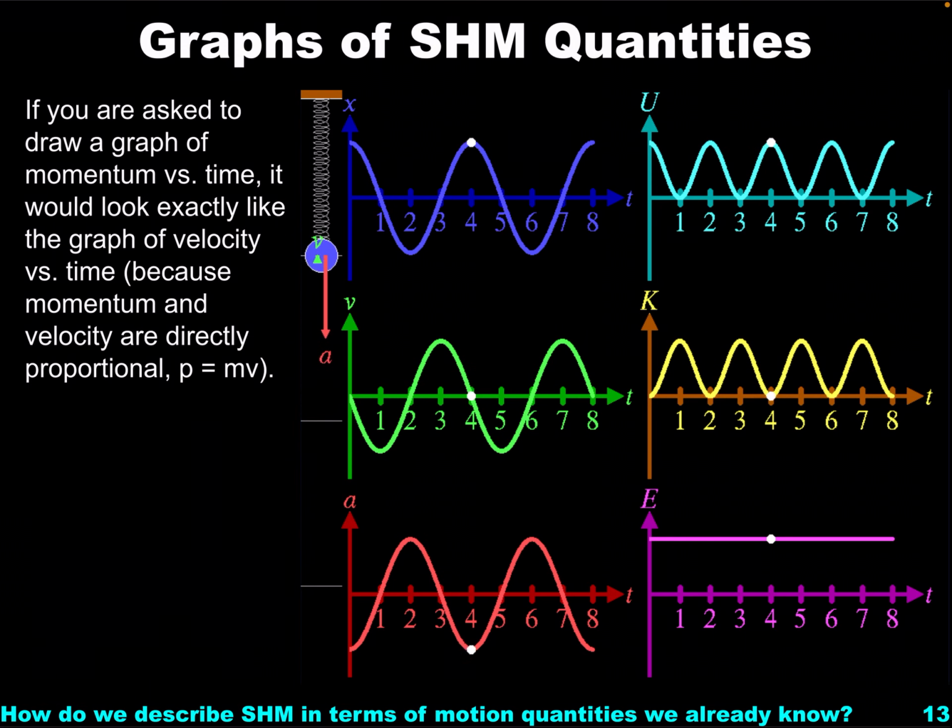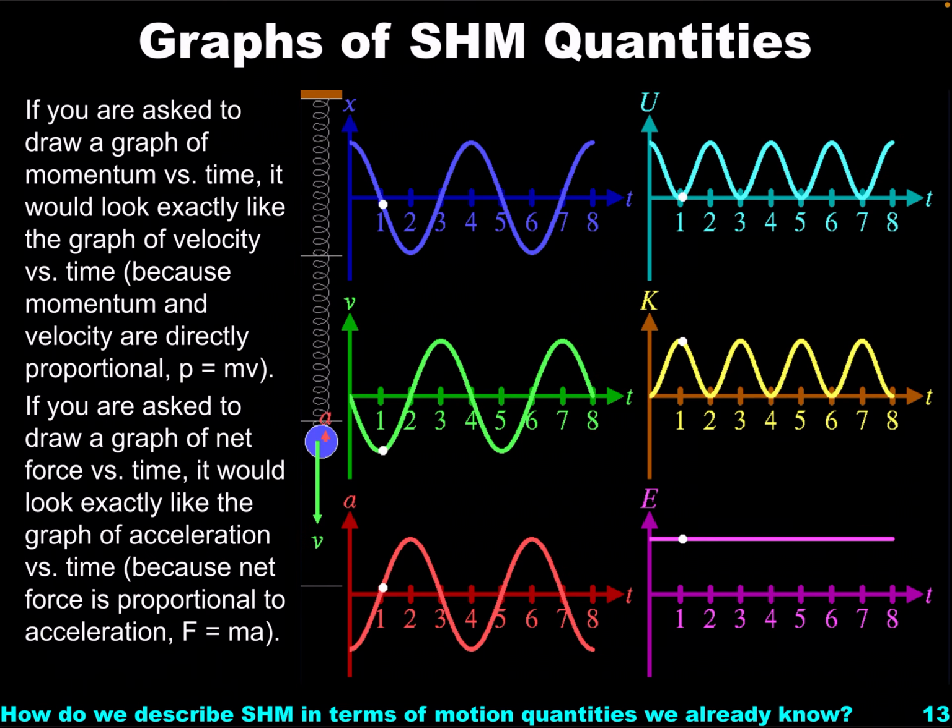Now, if you're asked to draw momentum versus time, it'll look exactly like velocity versus time because momentum is mass times velocity. The amplitude will be a little larger because you're multiplying the mass times the velocity, but the shape of the graph will be the same. If you are asked to draw a net force versus time graph, it would look like the acceleration graph because force is proportional to acceleration. Remember, F equals ma. Again, the amplitude or the height of the graph would be larger because you're multiplying mass times acceleration. But the shape of the force versus time graph would be the same shape as the acceleration versus time graph.